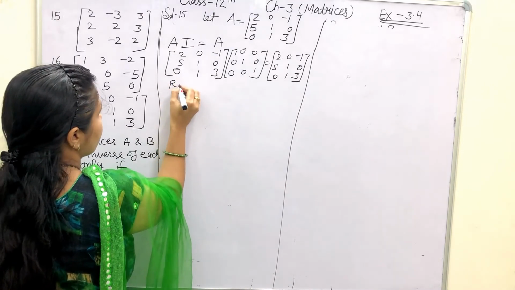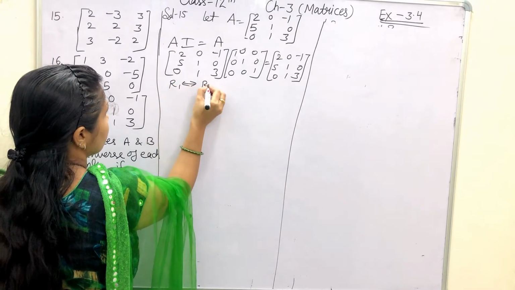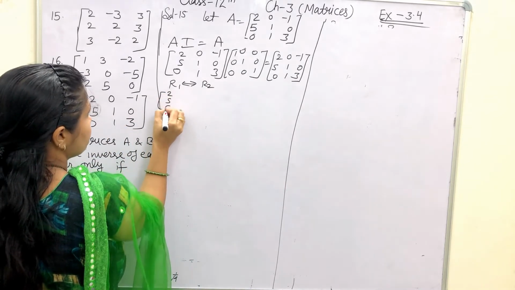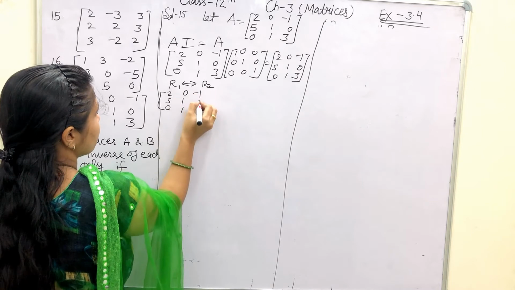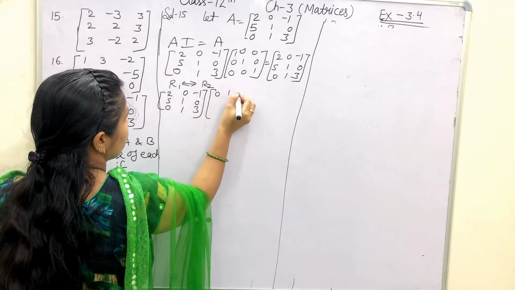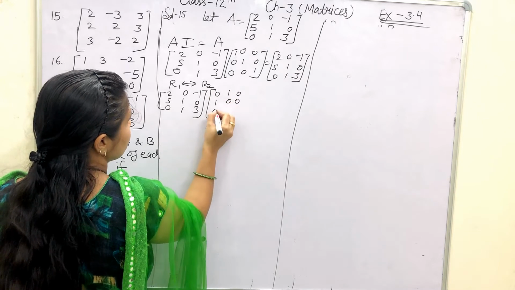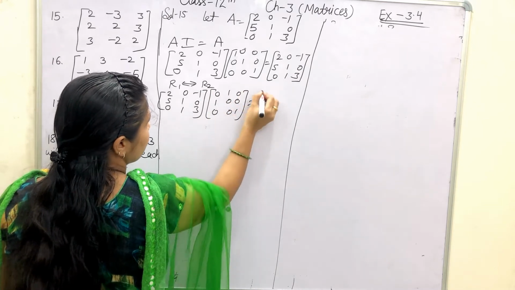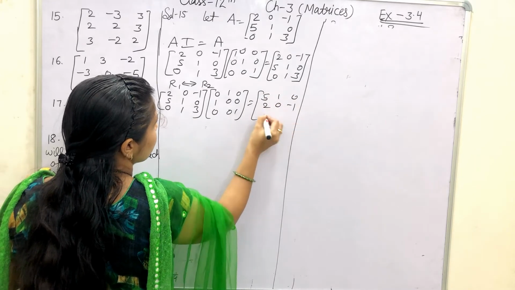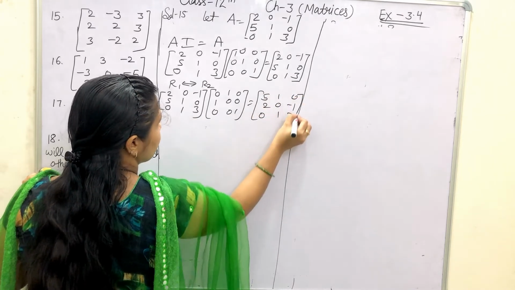Interchanging R1 and R2, we get 5 1 0, 2 0 minus 1, 0 1 3, and on the identity side 0 1 0, 1 0 0, 0 0 1.